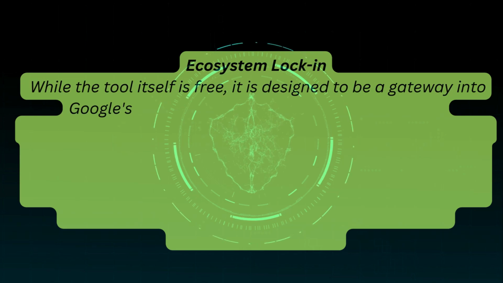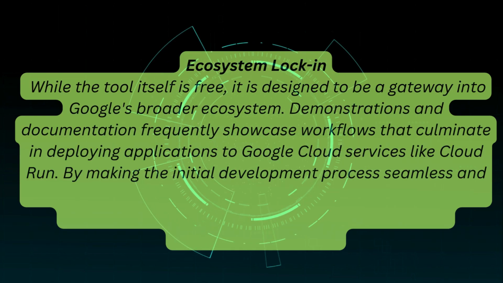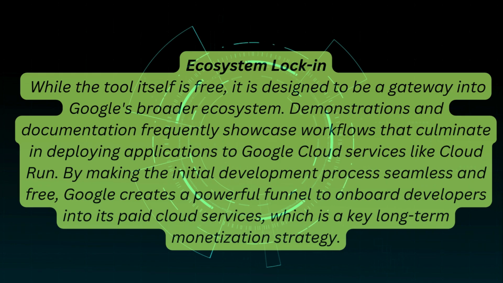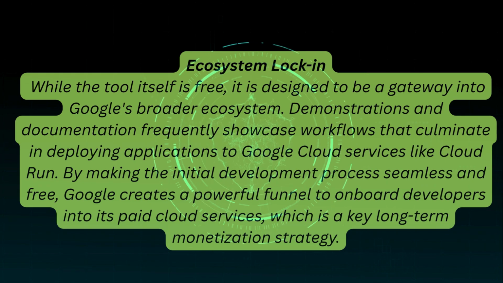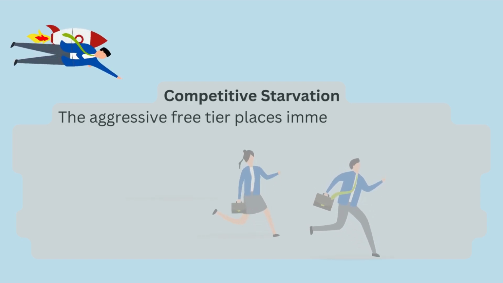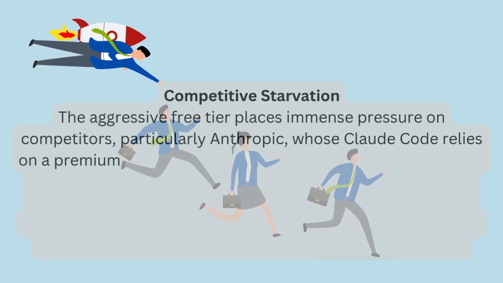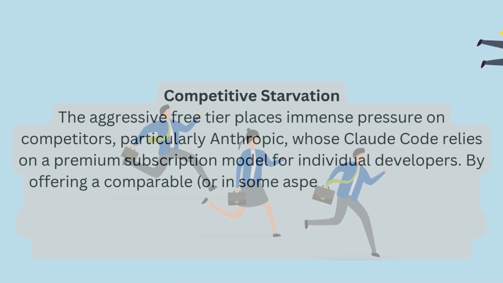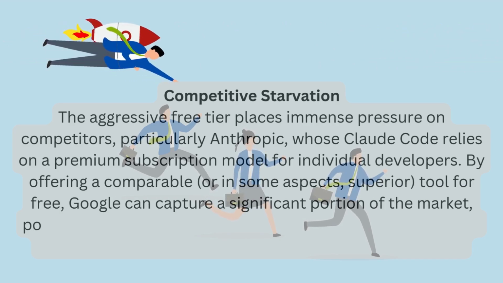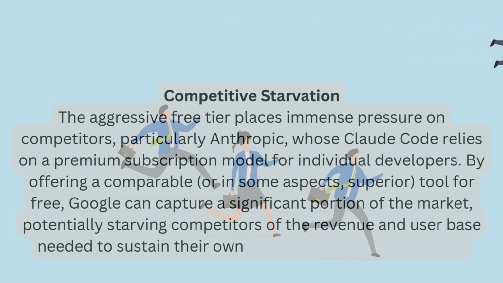Then there's ecosystem lock-in. The CLI might be free, but where do you think many of the examples lead? Deploying to Google Cloud, using other Google services. It's a frictionless on-ramp into their paid ecosystem. The classic funnel. Exactly. And finally, it puts serious competitive pressure on others, especially subscription-based tools like, say, Anthropic's Claude Code. Offering something this powerful for free is designed to grab market share and make it harder for paid competitors. Okay, that makes a lot of sense strategically.